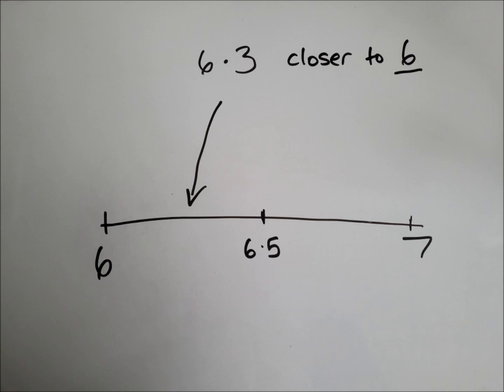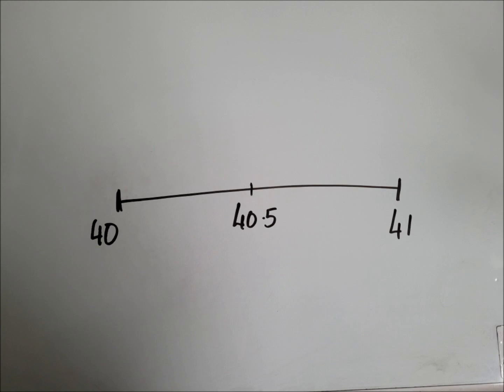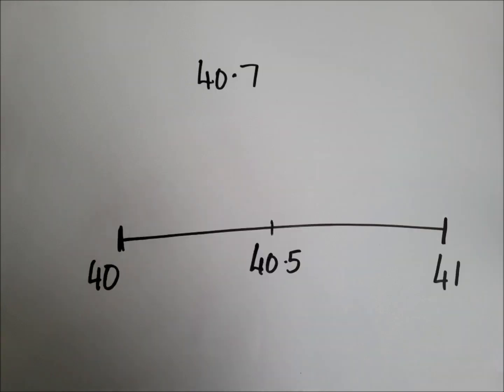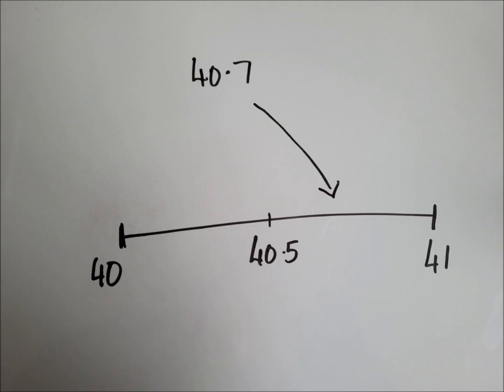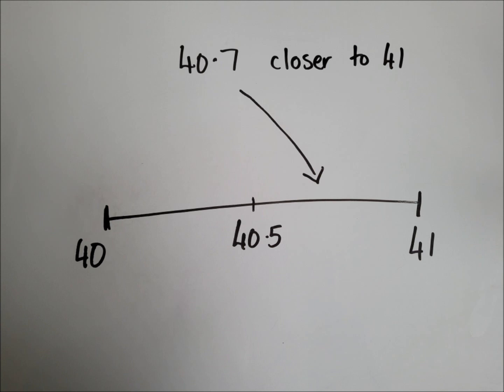Let's have a look at another example. So this number line, I've got 40 and then 41, so those are my whole numbers. In the middle, 40.5 would be. If I was looking to find out where 40.7 would go, to find out if it's closer to 40 or 41, it would come after 40.5 and it would roughly be here on the number line. So we can see there it is much closer to 41 than it is to 40. So if we were rounding 40.7 to the nearest whole number, we would round it to 41.